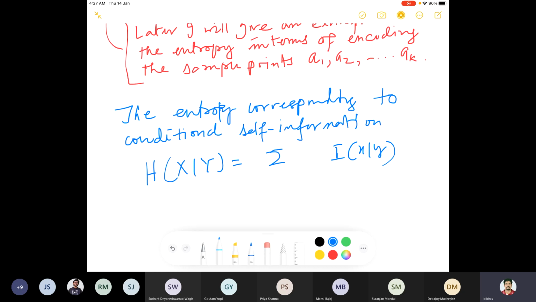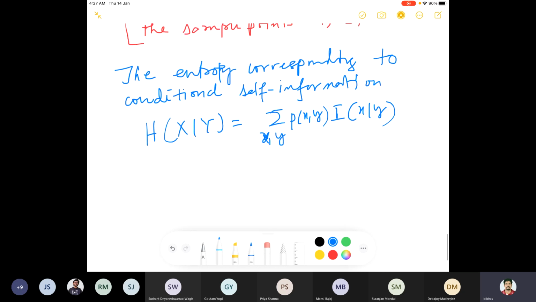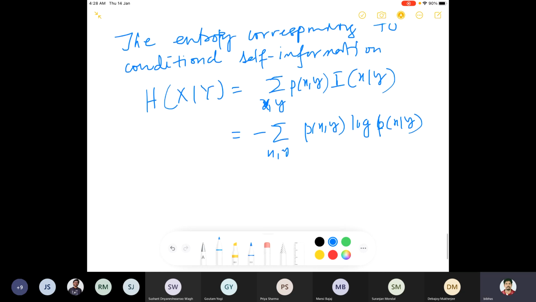This is the average of what? I of X given Y. This corresponds to the joint random variable, so it is over all X, Y. This is the same as saying minus the sum over X, Y of P of X, Y log of P of X given Y. And this is also sometimes called average information.